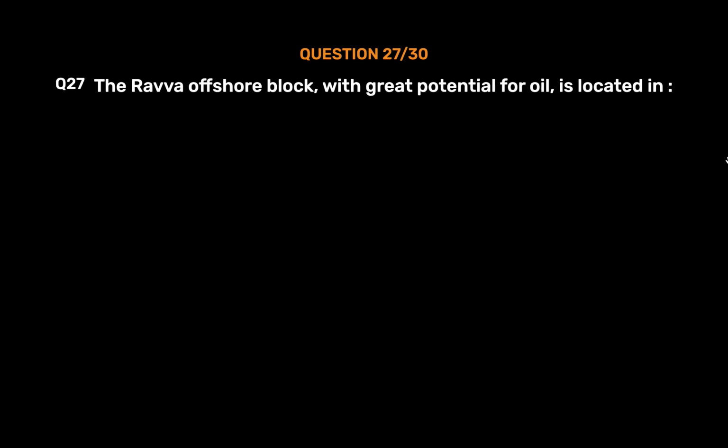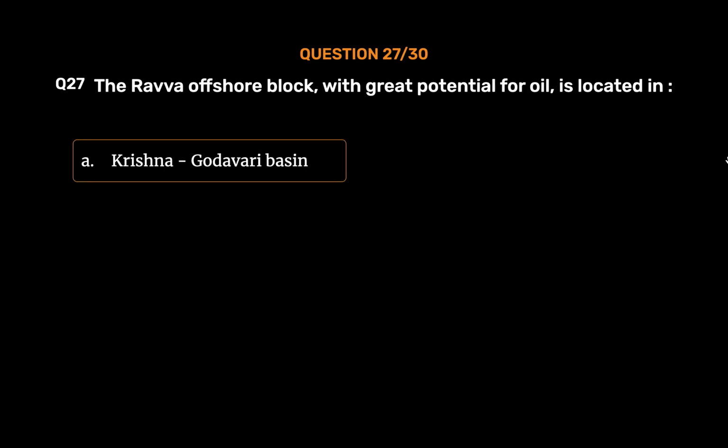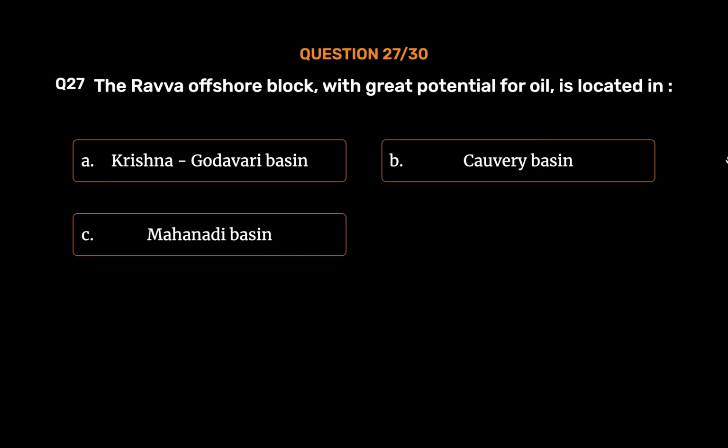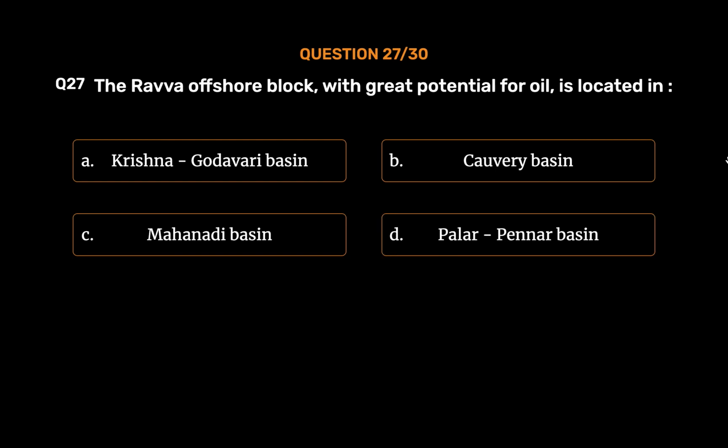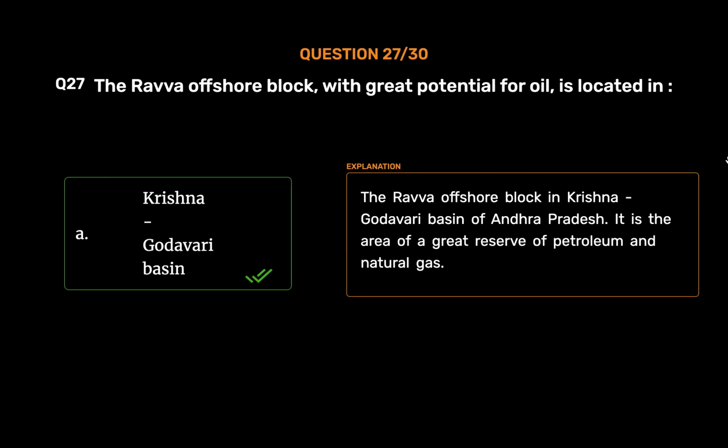Question number 27. The Rawa offshore block, with great potential for oil, is located in option A. Krishna, Godavari Basin. Option B. Kaveri Basin. Option C. Mahanadi Basin. Option D. Palar, Pennar Basin. The correct answer is option A. Krishna, Godavari Basin. The Rawa offshore block is in the Krishna, Godavari Basin of Andhra Pradesh. It is the area of a great reserve of petroleum and natural gas.